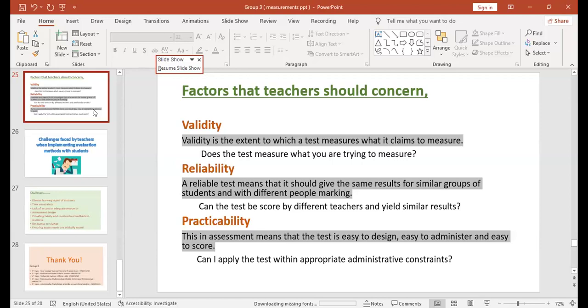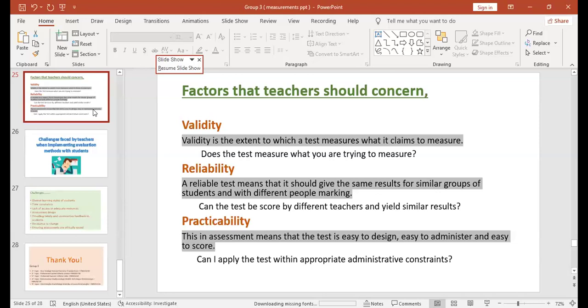First one is validity. Validity is the extent to which a test measures what it claims to measure. To make a valid test, you must be clear about what you are testing, and also you have to ask one question from yourself. That means, does the test measure what you are trying to measure? You have to ask that question from yourself.